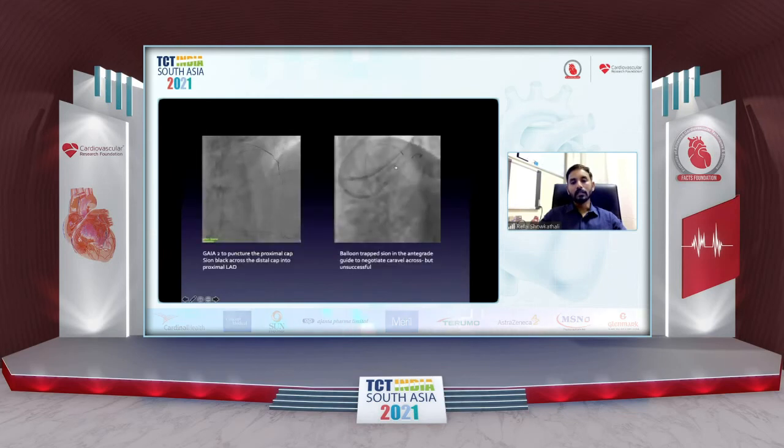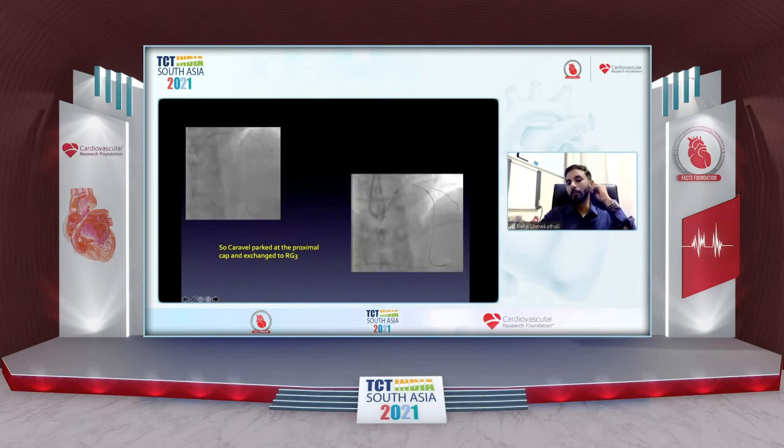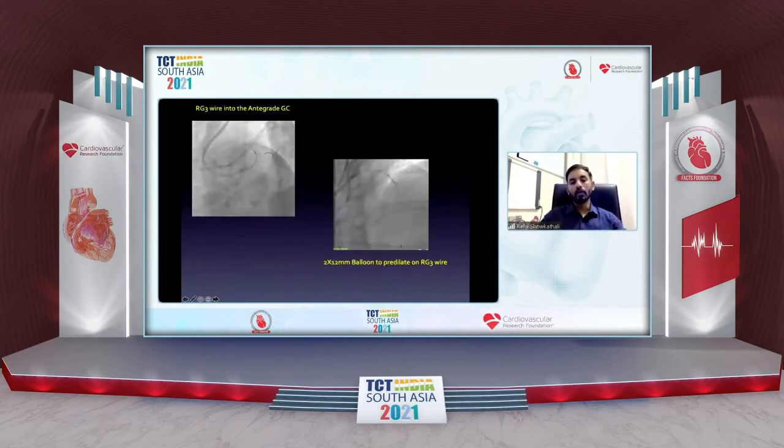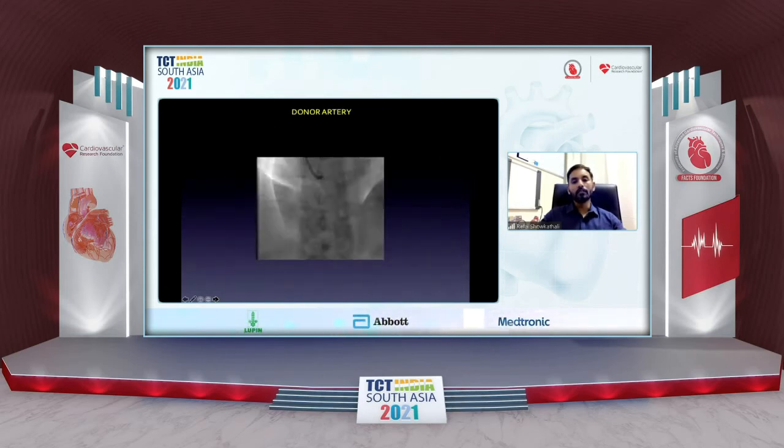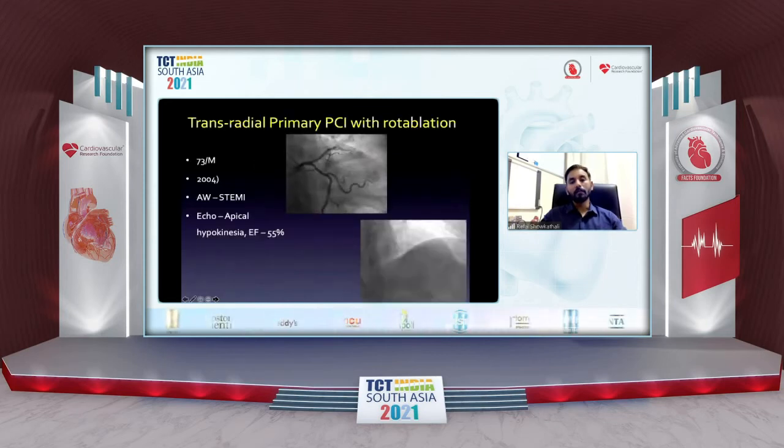You can see these nice two catheters coming, and then I got the RG3 wire and just ballooned on the RG3 wire, and then went antegradely and finished off the case. So I think these are the important cases to show, that even with the access of right radial with the slender sheaths, we can manage. This is the last case of my transradial primary, which is a very recent one.